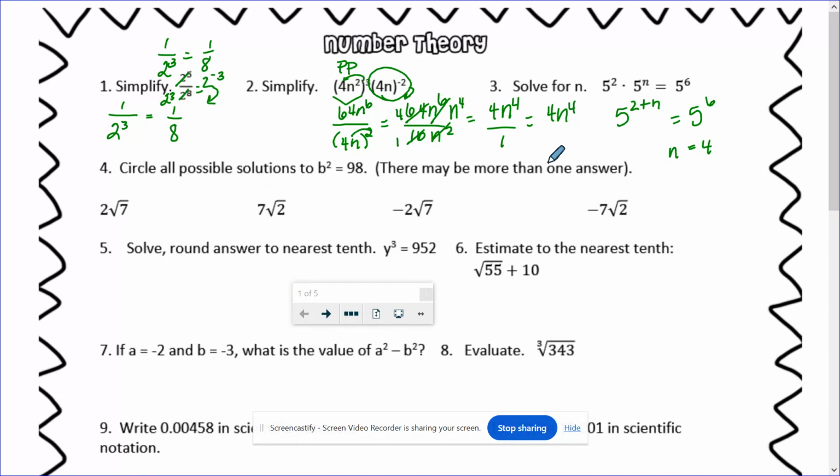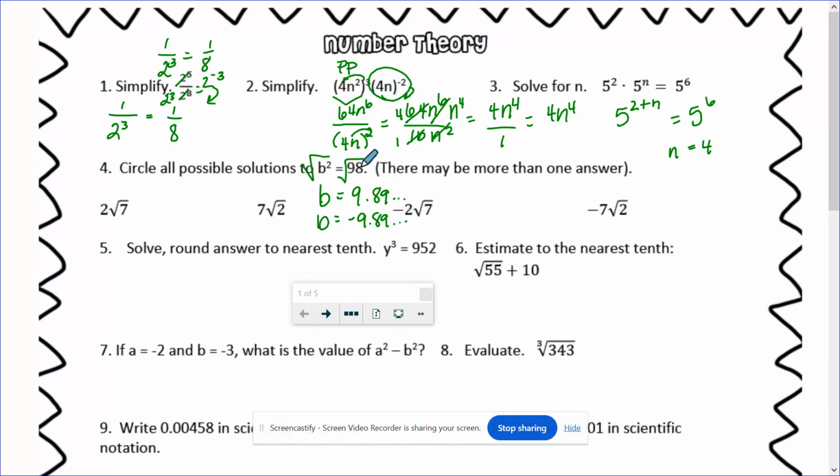Circle all possible solutions to b squared equals 98. So if b squared equals 98, I'm going to undo b squared by taking the square root. So if I take the square root of b squared, I get b. And then the square root of 98 is about 9.89. That is an irrational number, so it does go on forever without terminating or repeating. Now remember that all square roots have a positive and a negative answer. So technically b could also be negative 9.89 and so forth.